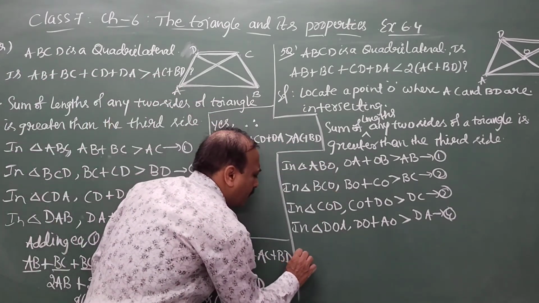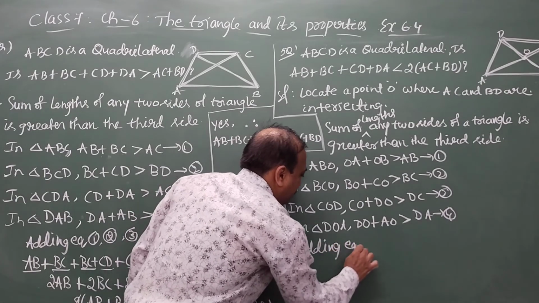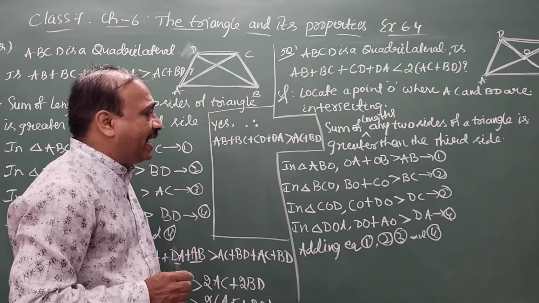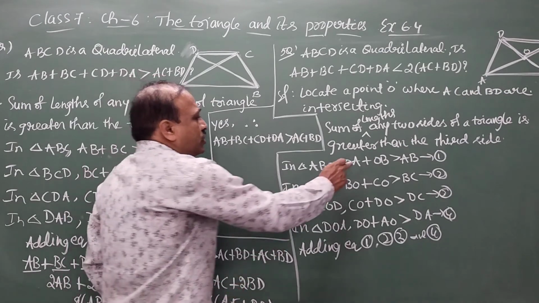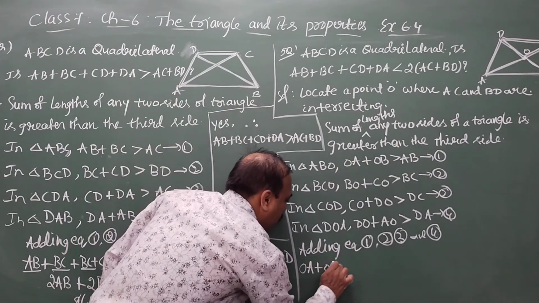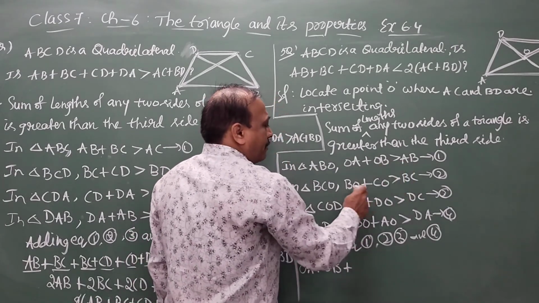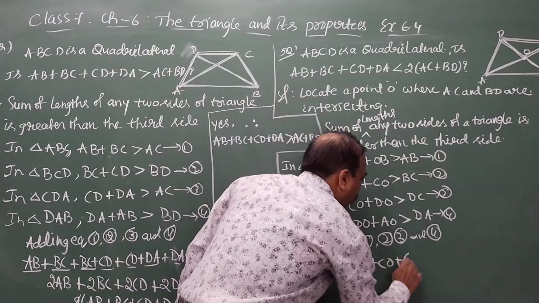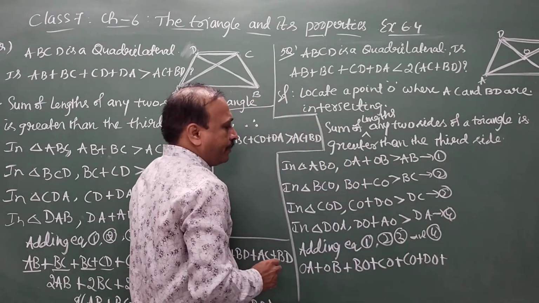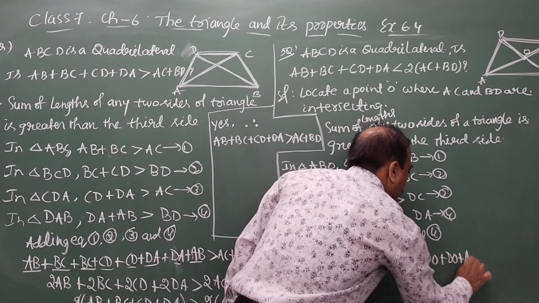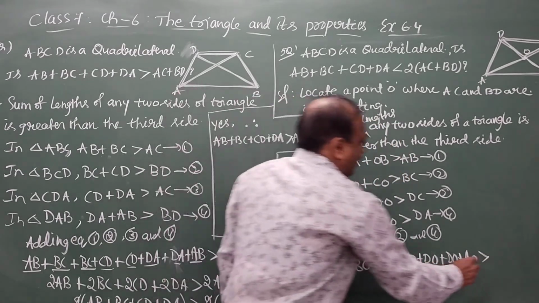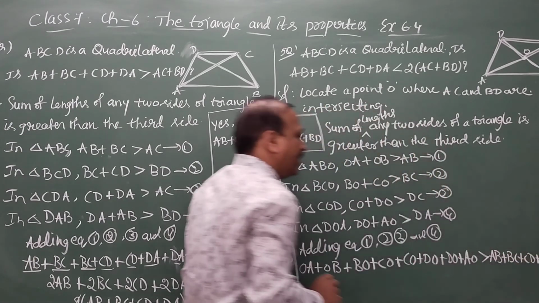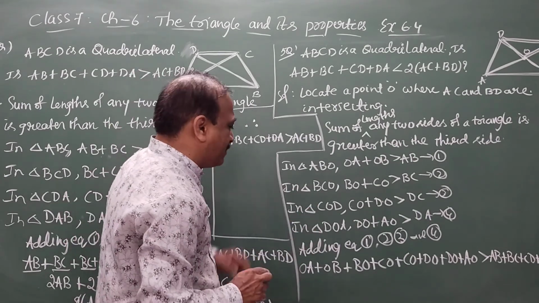Adding equations 1, 2, 3 and 4. So these 4 equations, when you add LHS with LHS and RHS with RHS, we get OA plus OB, plus BO plus CO, plus CO plus DO, plus DO plus AO is greater than AB plus BC plus CD plus DA.